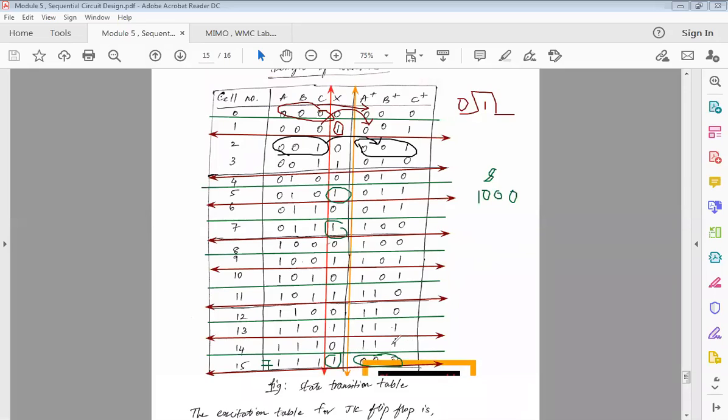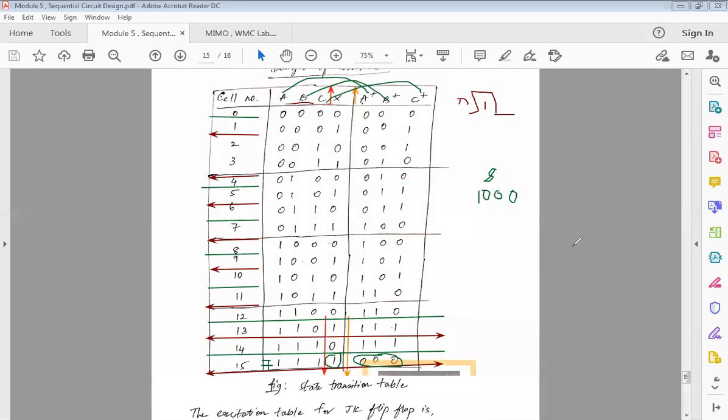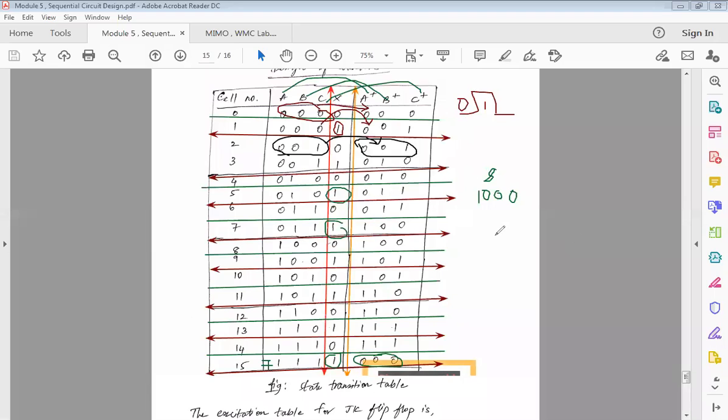So I hope all of you have understood the difference between A and A plus, B and B plus, C and C plus. Understood, right? Can I move on to the next tabulation? Okay, fine.